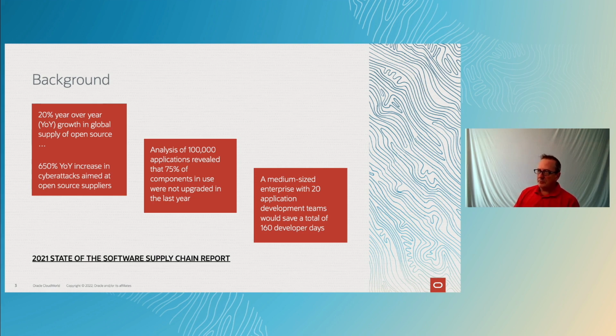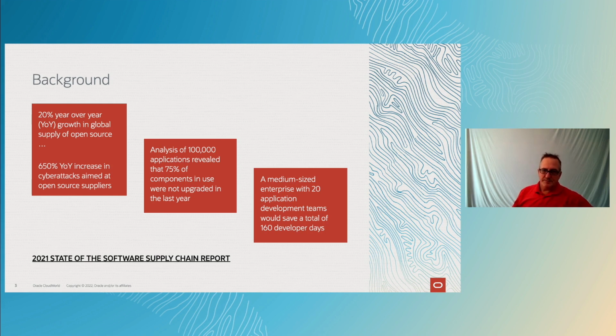The last piece there was a sample they had calculated, looking at a fictional medium-sized company with 20 teams. And they estimated that some level of automation for detecting and remediating these vulnerabilities would save them up to 160 developer days per year. And in their estimation, that could equate to quite a large sum of money saved, as well as developer time being saved to work on other challenges.